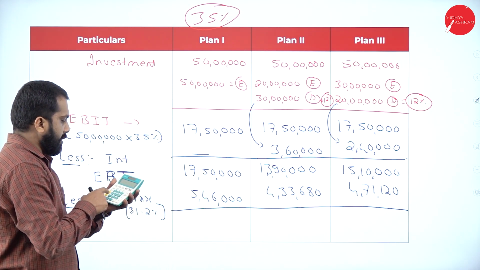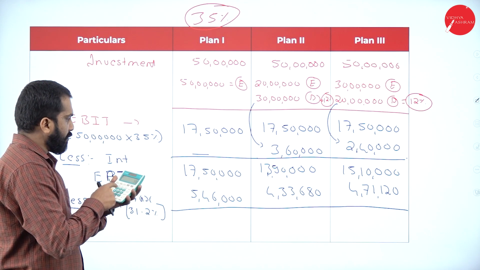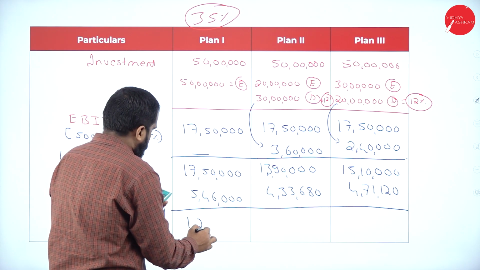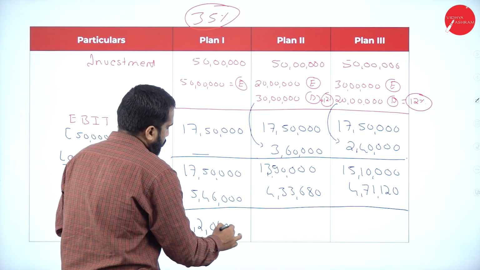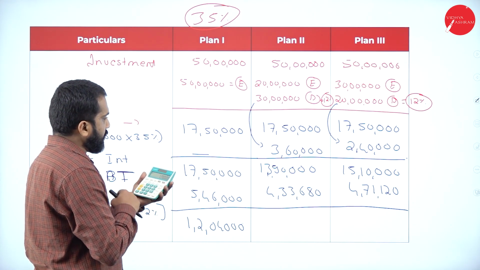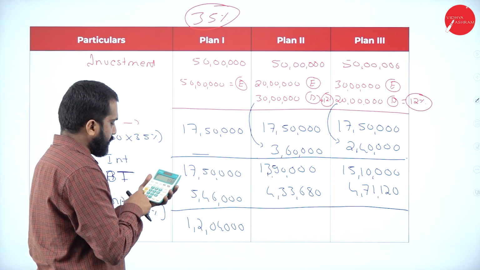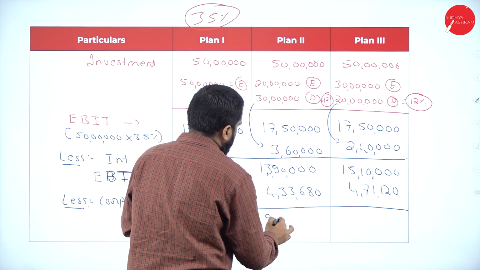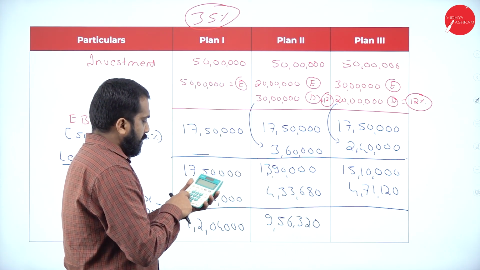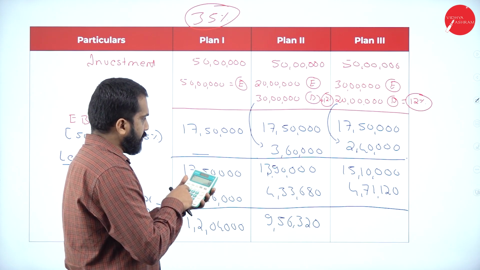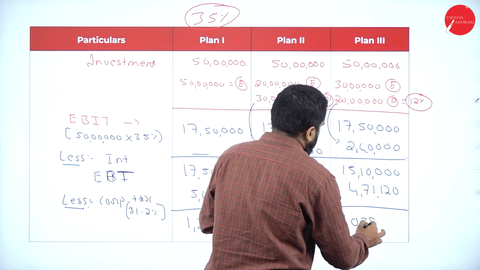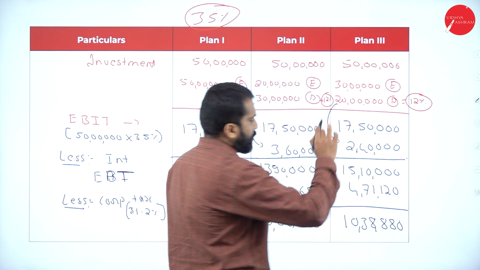Now minus: 17,50,000 minus 5,46,000, I got 12,04,000. Similarly, 13,90,000 minus 4,33,680, 9,56,320, and 15,10,000 minus 4,71,120. It is 10,38,880. Hope you are clear.